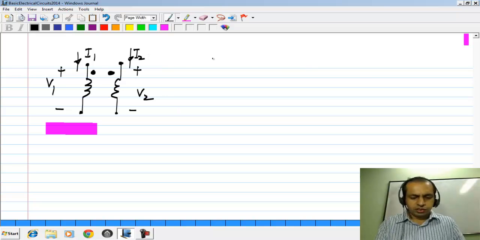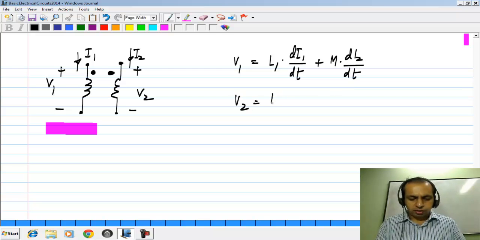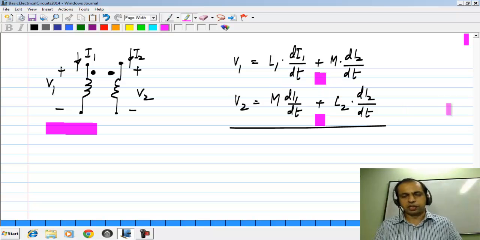With this, V1 will be given by L1 di1/dt plus M di2/dt, and V2 will be M times the time derivative of I1 plus L2 times the time derivative of I2. So this removes the sign ambiguity. That is, you take both currents going into the dots and the voltages according to the passive sign convention, then you get a plus sign here.